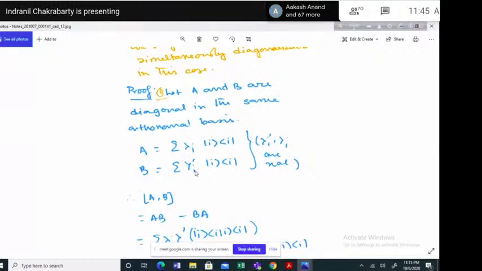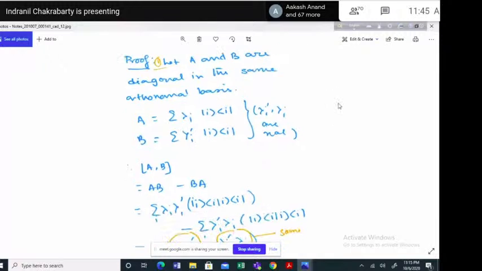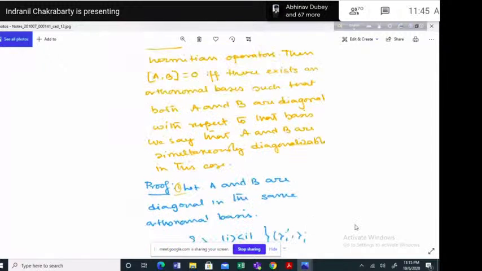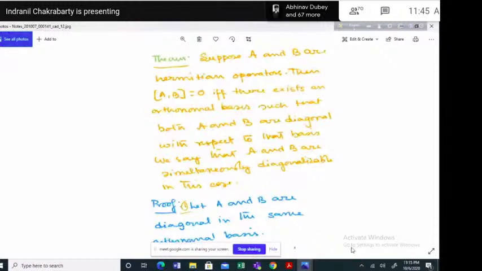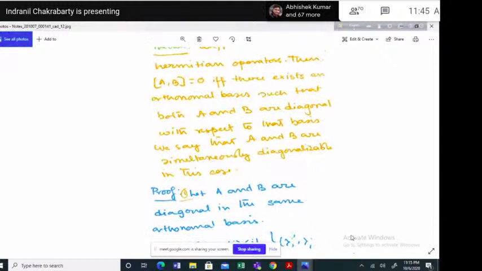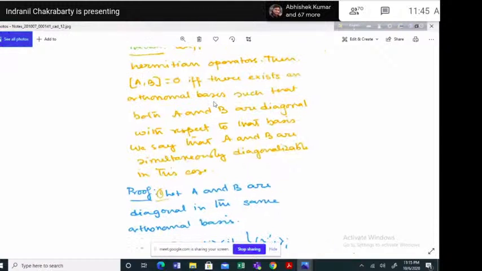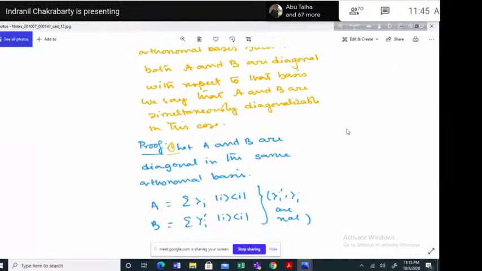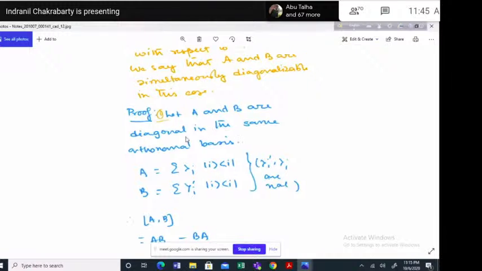So we'll first prove that A and B are diagonal in the same orthonormal basis. Then we'll show that the commutator [A, B] goes to 0. That means we are assuming that A and B are diagonal with respect to the same basis. Then we'll show that [A, B] will be equal to 0. So let us say that A and B are diagonal with respect to some orthonormal basis |i>.